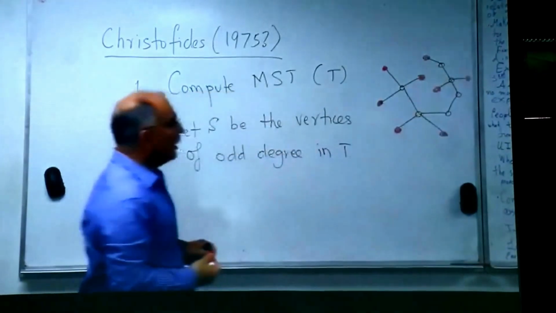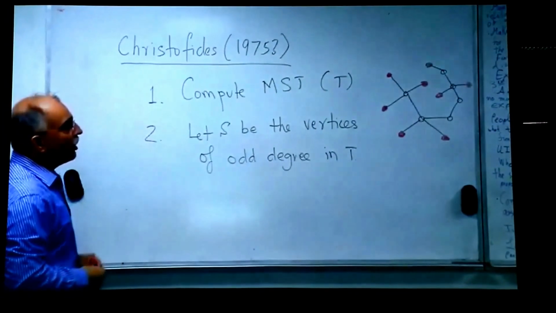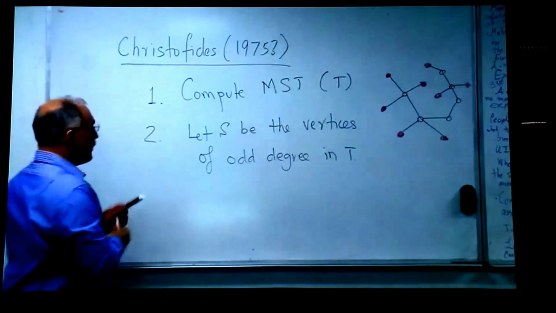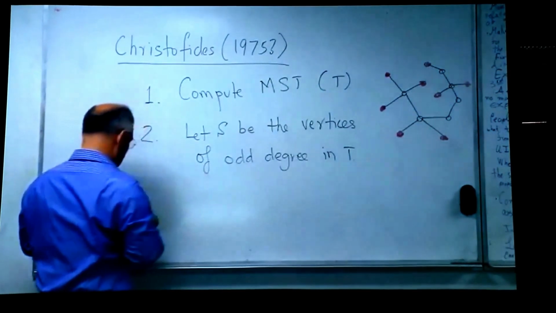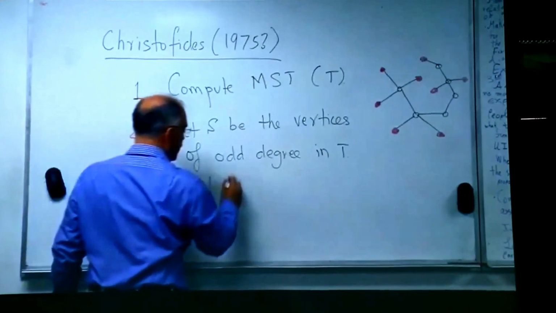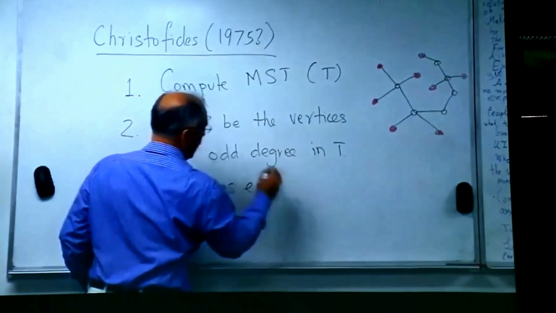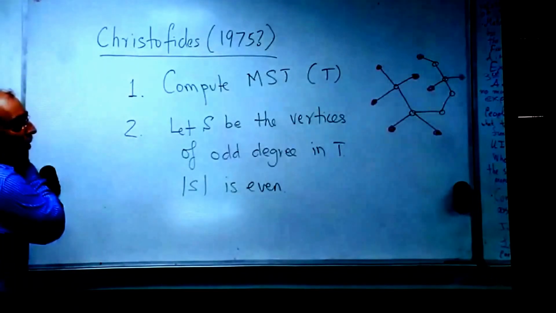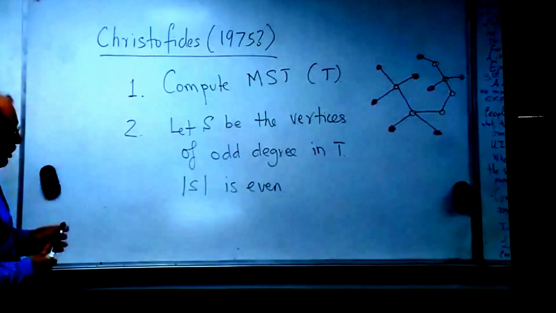Okay. So the first observation is that the size of S is even. If I look at the cardinality of S, there's an even number of odd degree vertices. And this is easy to prove. So the cardinality of S is even. I will let you think about and prove this. But now the question is, how do we convert this tree to a tour?